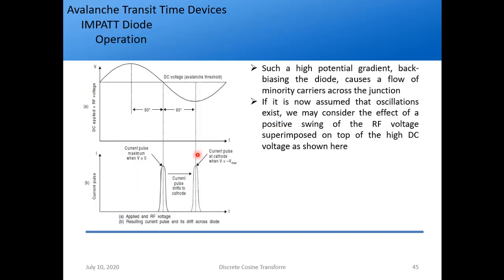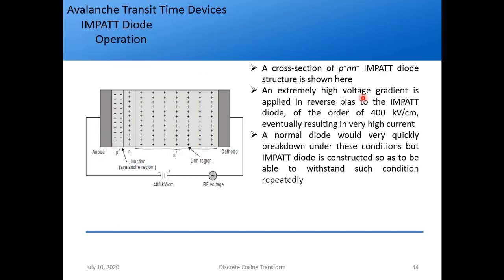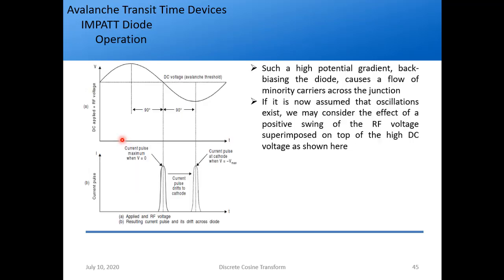Such a high potential gradient back biasing the diode, that is, reverse biasing the diode, causes a flow of minority carriers across the junction. The majority carriers in P plus are holes, and the minority carriers are electrons. That's why electrons are shown here. Because this reverse bias is very high, the minority carriers will flow towards the N junction.